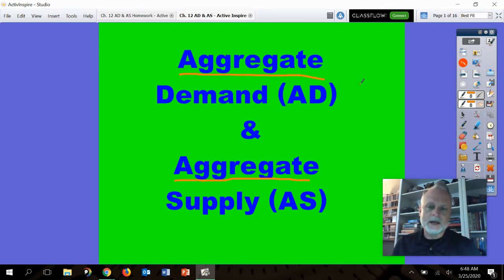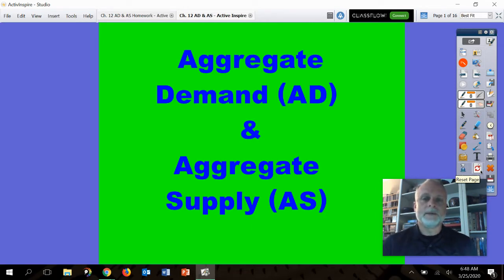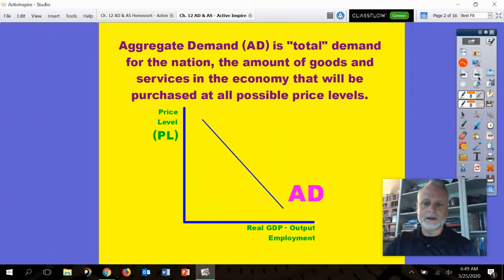Now, total supply is everything that the economy can produce in that given time. So just think aggregate's a fancy word for total, and we're definitely talking about the macroeconomic situation. No individual prices, no individual amounts. We're going to use something else instead. Okay, so stay with me here.